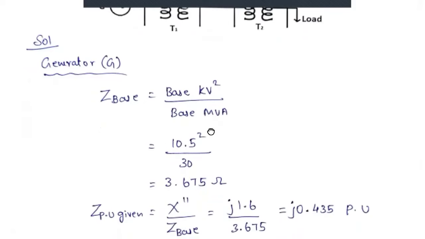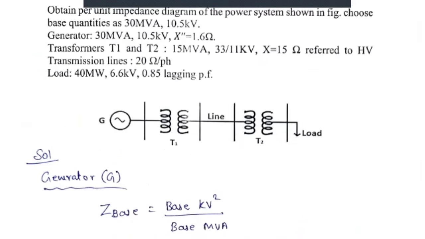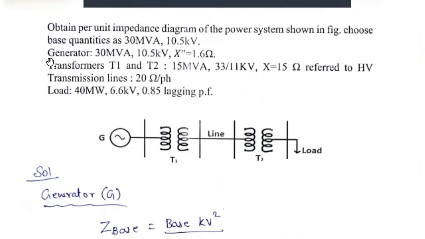Here, base kilovolt is given as 10.5, so 10.5 square divided by base MVA, and base MVA is 30 MVA. Say for example, if the base quantities are not given, you can take the base quantities from the generator values, whichever is getting started. Basically, in a power system, the generator is what generates the power, and then the process goes on. So you can take the generator values as the base values if they are not given.